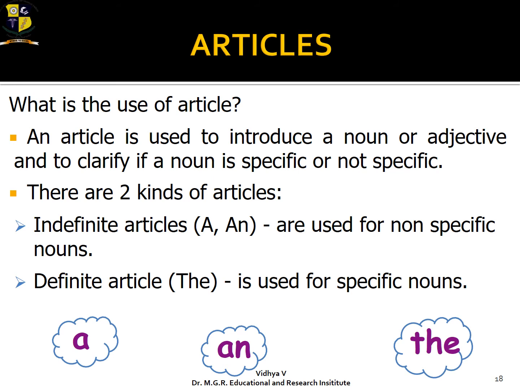Next we're going to see about articles. So what is the use of an article? It is used to introduce a noun or adjective and to clarify if a noun is specific or not specific. We'll see examples for that. Basically, there are two kinds of articles. Indefinite articles are a and an. They are used for non-specific nouns. The definite article is the. It's used for specific nouns. So the three articles are a, an, and the.